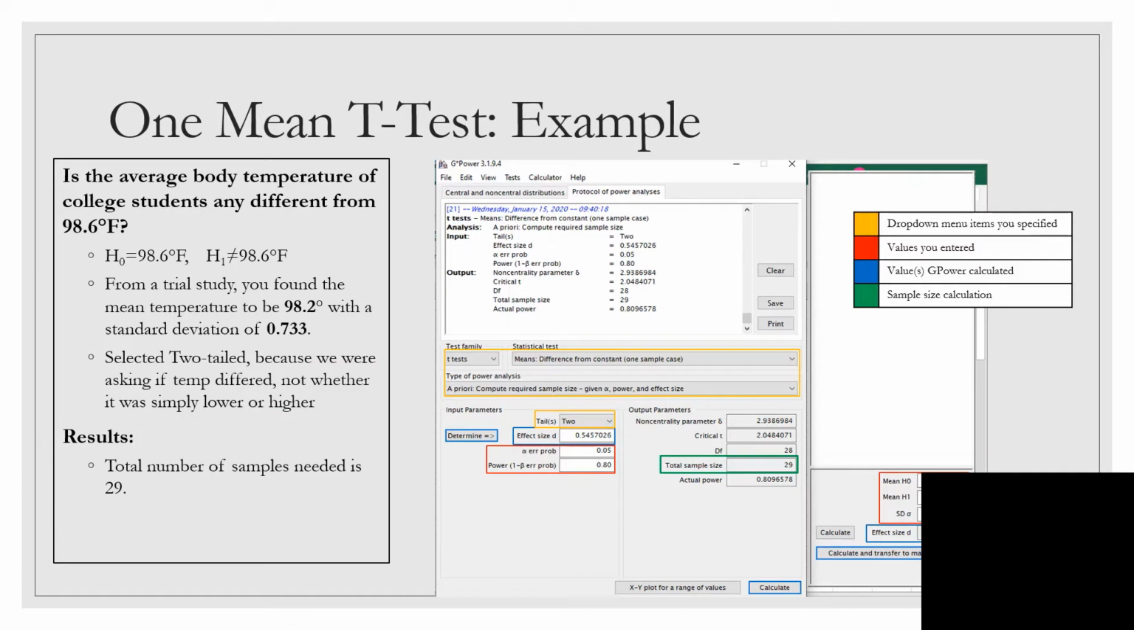For the question, is the average body temperature of college students any different from 98.6? We find that the null would be that set value, 98.6, and the alternative is anything different. If you have trial data, you might find that the mean temperature for the alternative is 98.2 with a standard deviation of 0.733. For this, we want to select two-tailed because we're wondering if the temperature differs, not whether it's simply lower or simply higher. And we can enter in our means and standard deviation to get an effect size, which will give us a total sample size of 29.